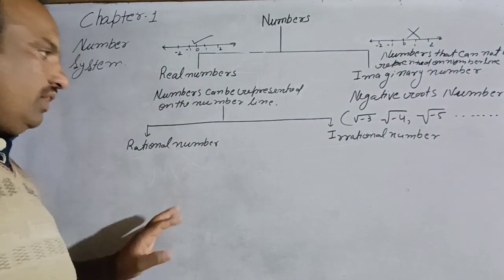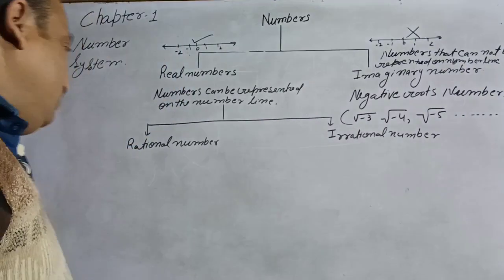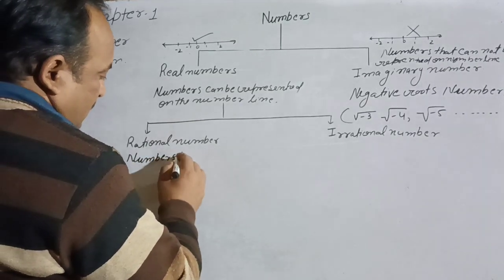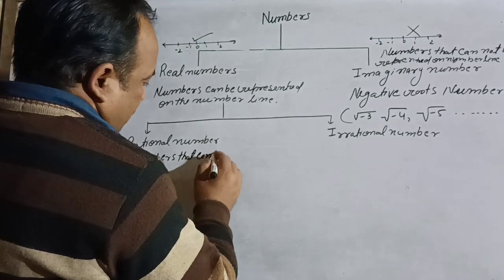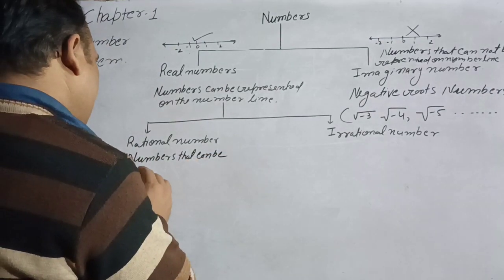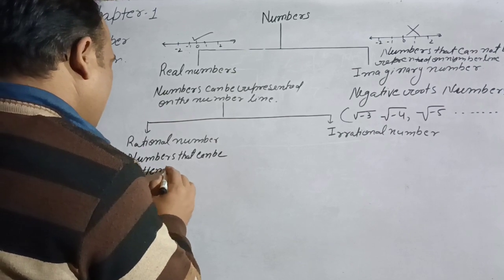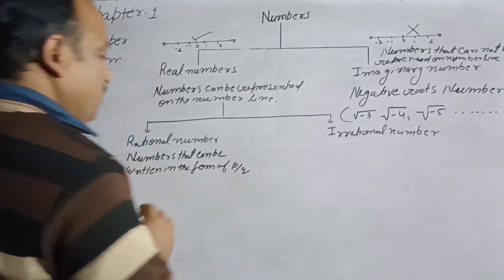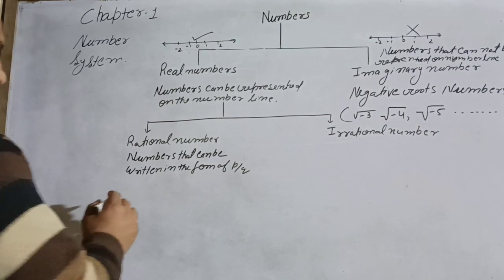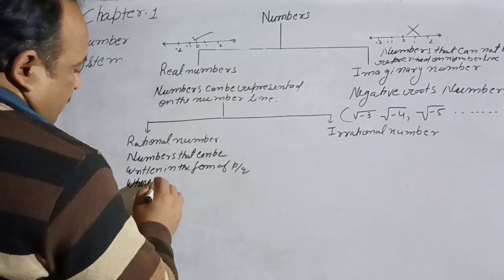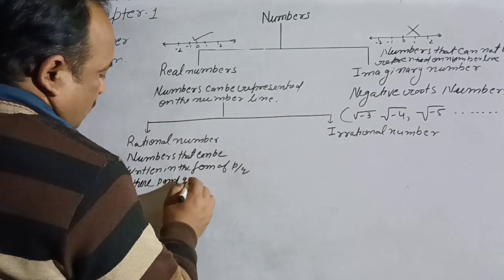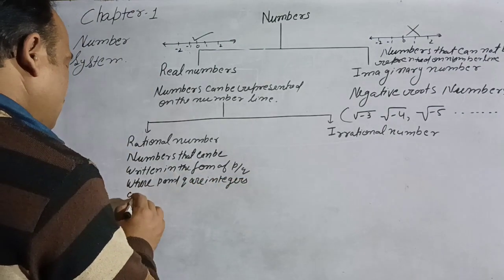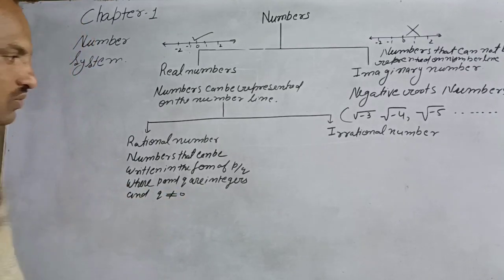Rational numbers are numbers that can be written in the form of P upon Q, where P and Q are integers and Q does not equal 0.